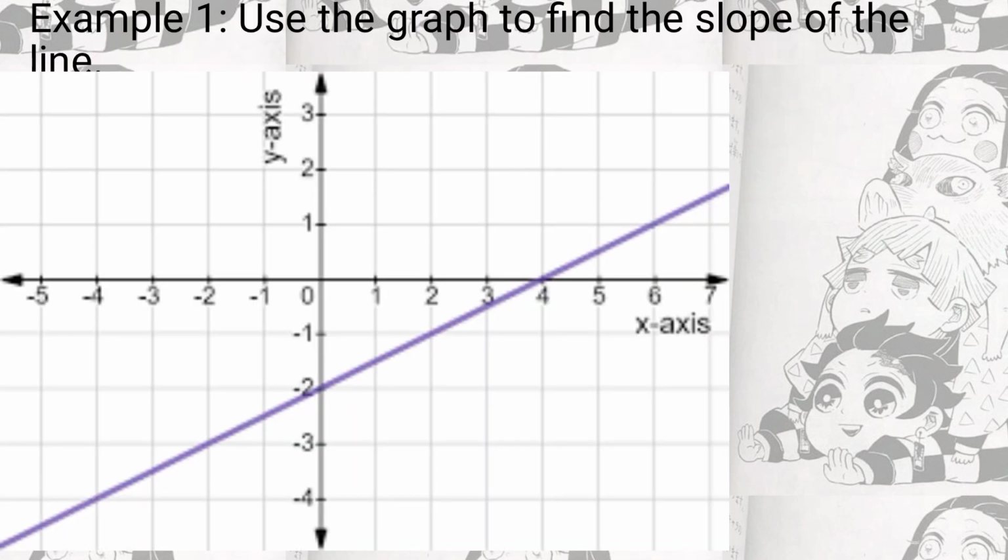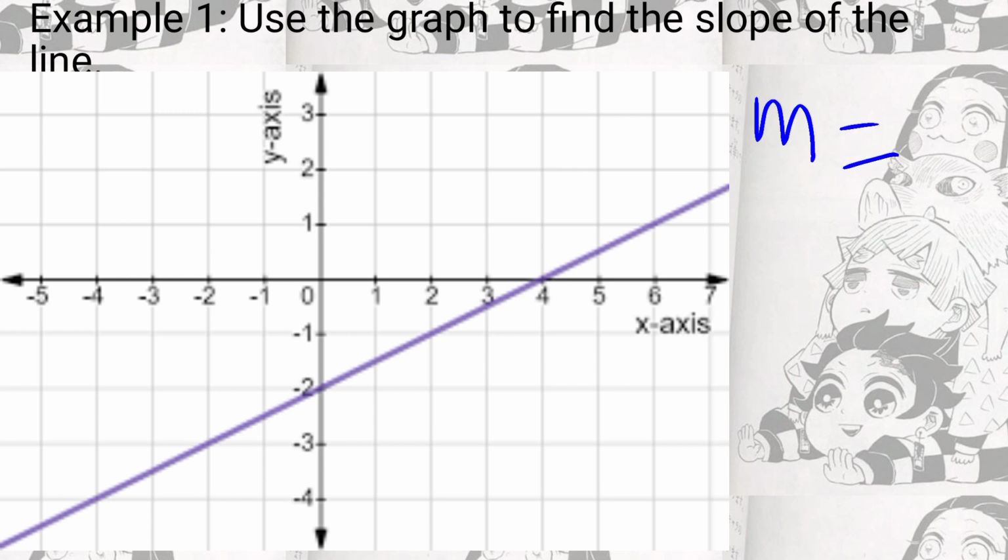Let's have an example. Use the graph to find the slope of the line. So the line, as you could see, rises to the right, and it intersects the y-axis as well as the x-axis. So how can we find the slope of this line? First, as you remember from our previous lessons, if it rises to the right, the slope is positive. So here, we are expecting that the sign of our slope is positive.